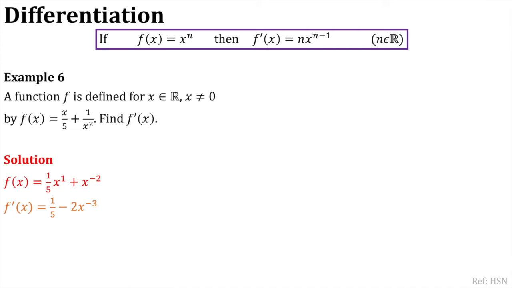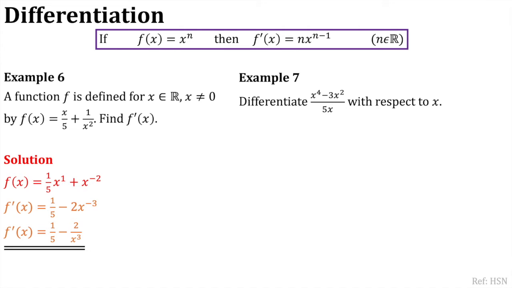Again, we've got a negative index there, so we can express that with a positive index by expressing it as 2 over x cubed. So our derivative, f dashed of x, is 1/5 minus 2 over x cubed, which is our final answer here for example 6.